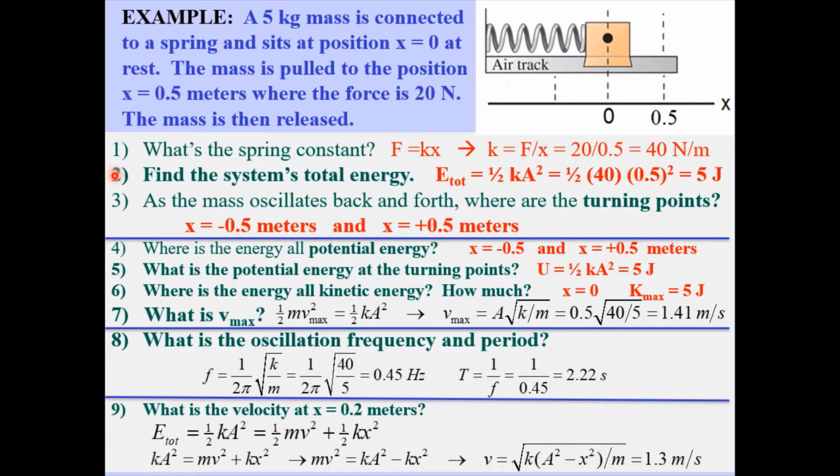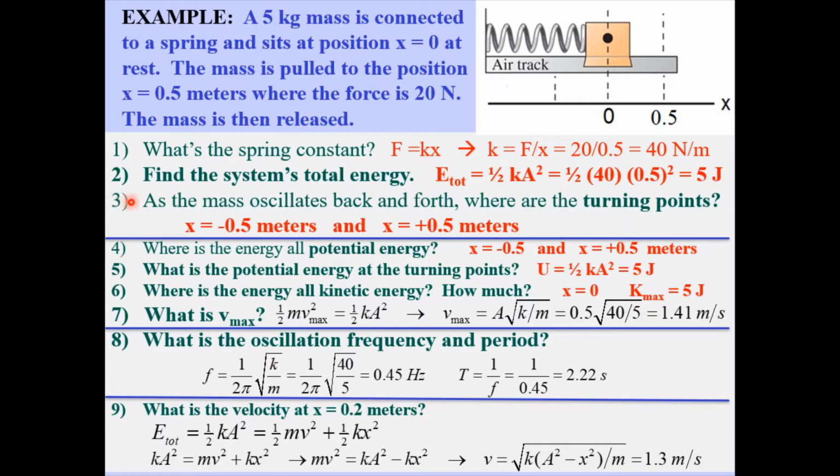Question number 2. Find the system's total energy. Here we're going to use the total energy equation, 1/2 k a squared. We now know k is 40, and we know the amplitude is 0.5 meters. We square that, so 0.5 squared times 40 times 1/2 gives us a total system energy of 5 joules.